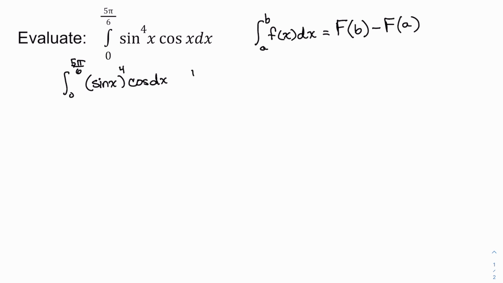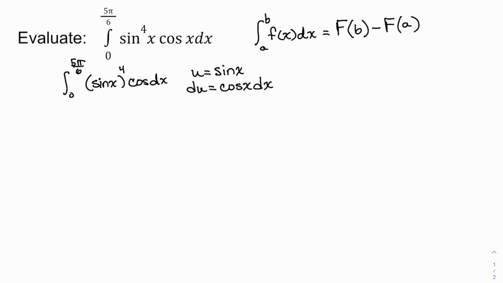We are going to let U represent what is being acted on. So sine x is being acted on by the power of 4. Sine x is going to be what we represent U with. And then remember, we also need to figure out the differential du. Well, we first think, what's the derivative of sine x? The derivative of sine x is cosine x, and then dx.